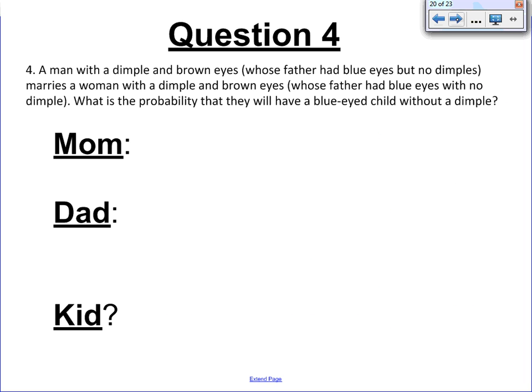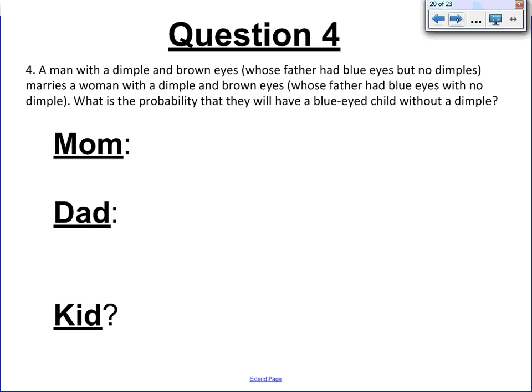All right, let's do one more and then you're going to try the rest of these on your own. Now this problem's a little bit trickier because it doesn't give you the direct genotypes of mom and dad. You actually have to work this one out on your own a little bit. All right, so in this case, a man with a dimple and brown eyes.